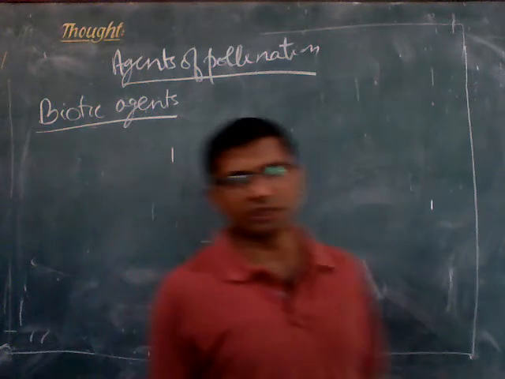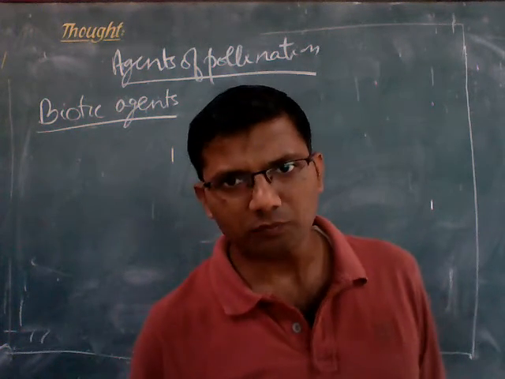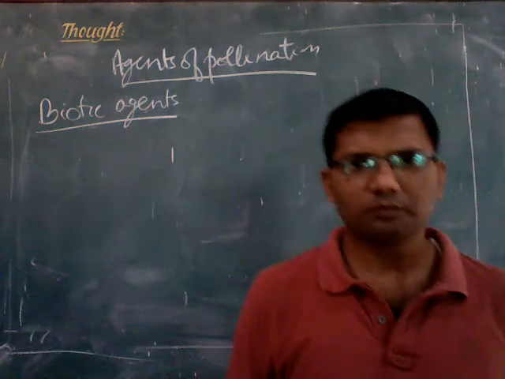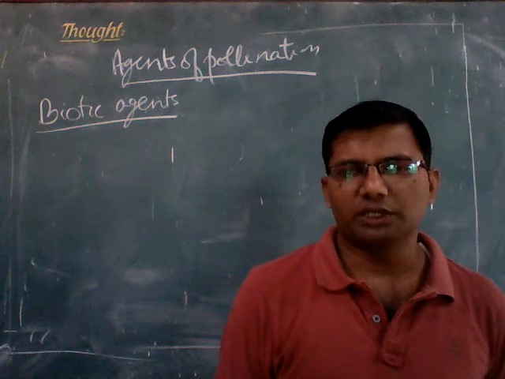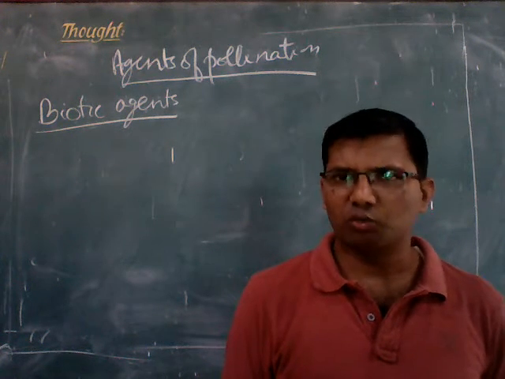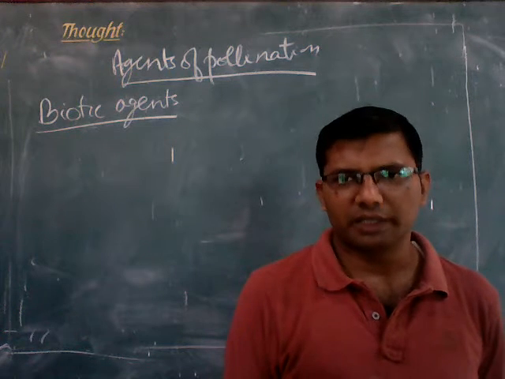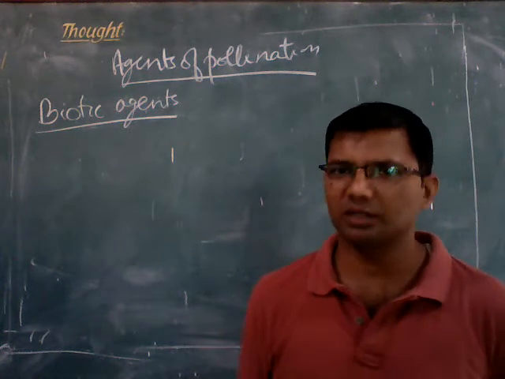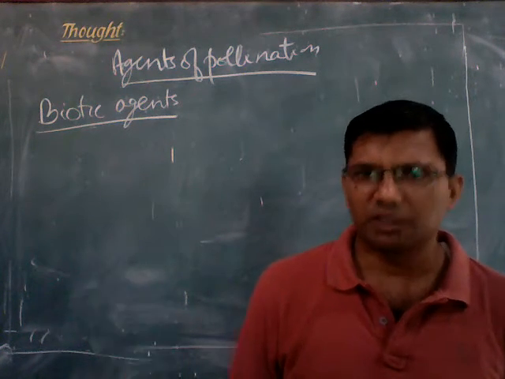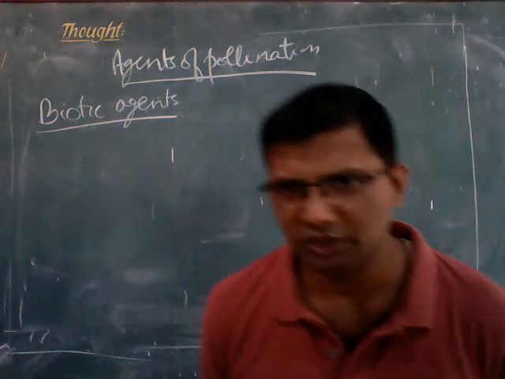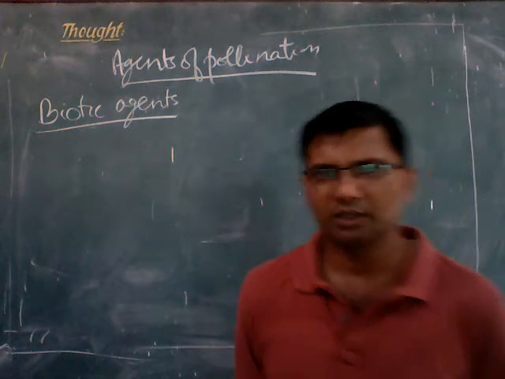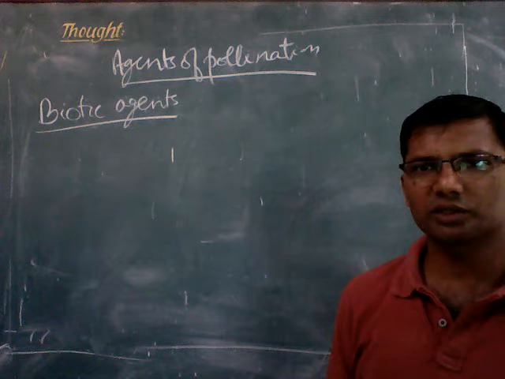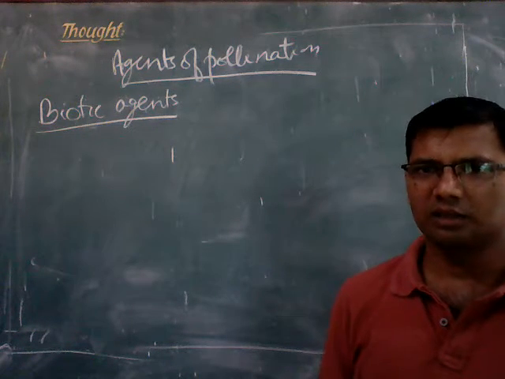So what are the biotic agents? Biotic agents are certain living organisms, mostly animals, which help in the process of pollination. That means these animals, by some mechanism, will take the pollen from the anther and help in the transfer of the pollen from the anther to the stigma of the female portion, the gynoecium of the carpel, right? So we already have seen different characteristic features which should be there in the flowers.